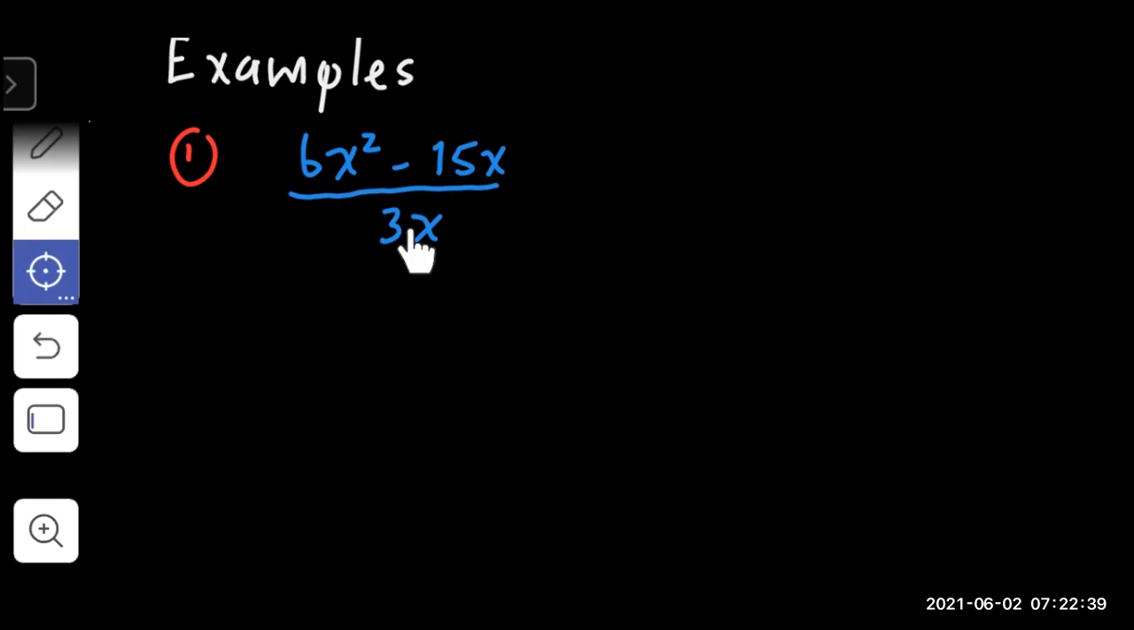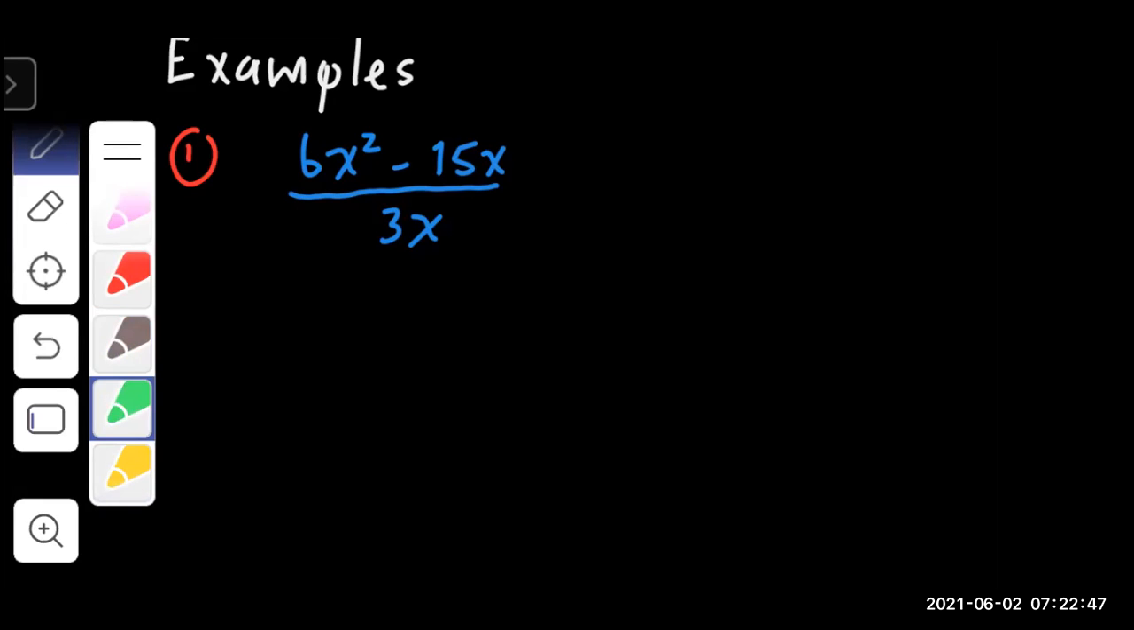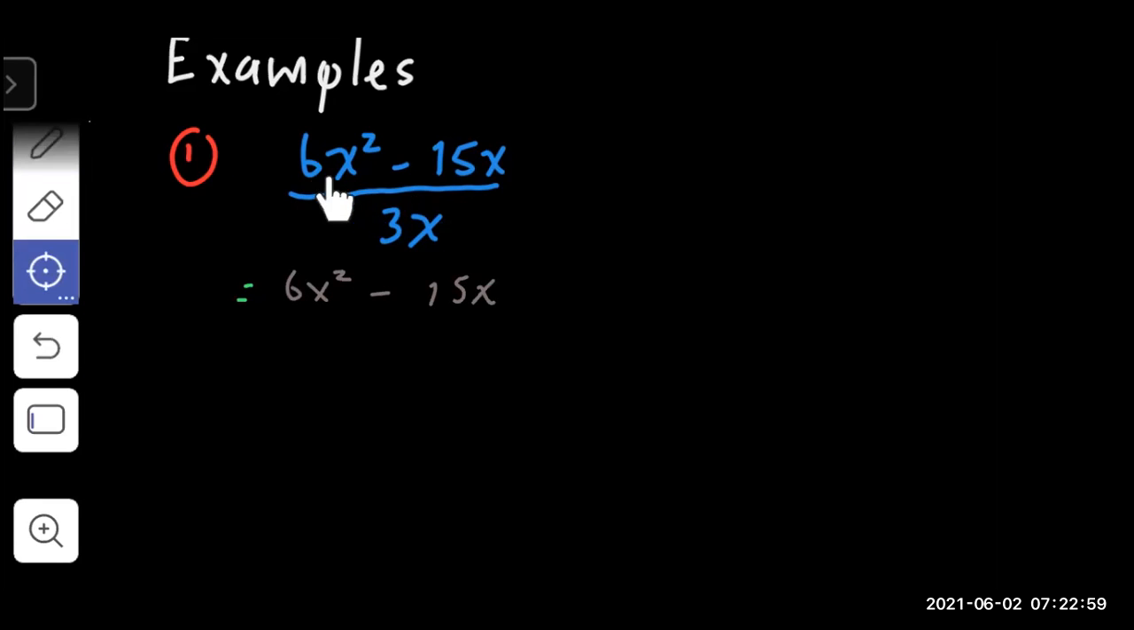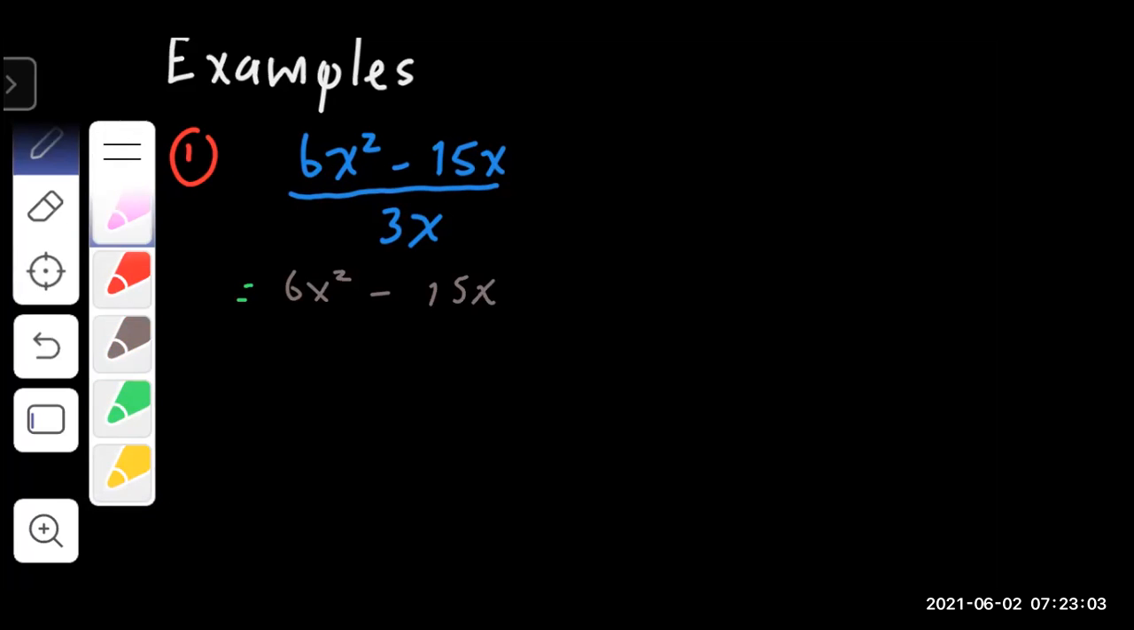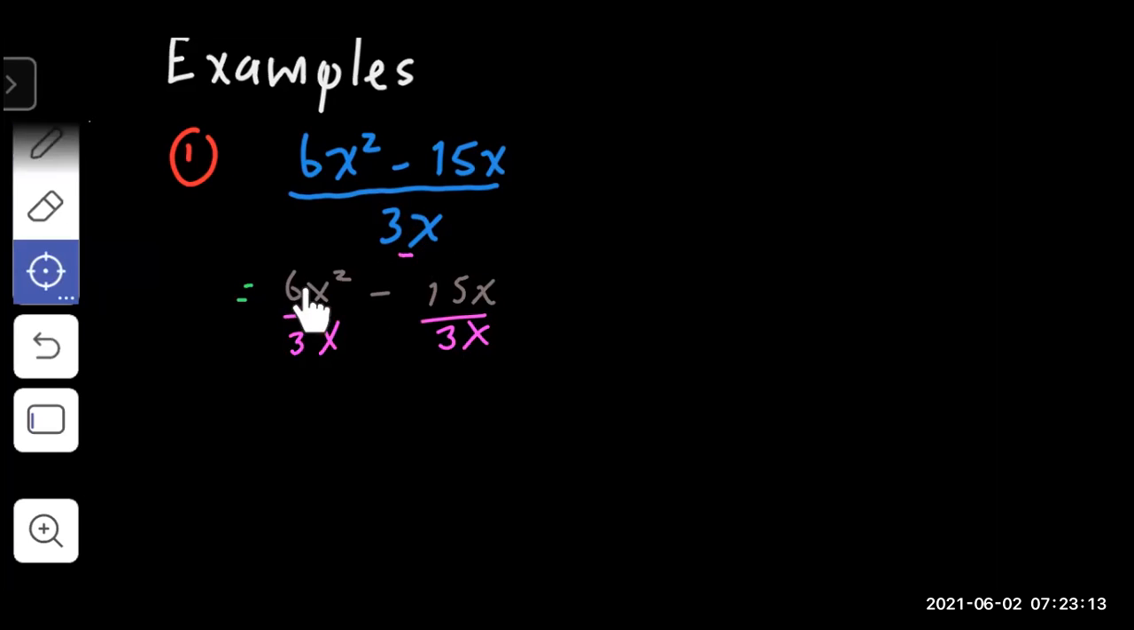6x squared and 15x is divided by 3x. I'm going to split this 3x, guys, for the 6x squared and for the 15x. Let me copy that again. It's going to be equal to 6x squared minus 15x. And then this 3x is dividing 6x squared as well as 15x. I'm going to separate this 3x: 3x dividing here, and 3x dividing here. It's exactly the same thing. I just separate this and this.